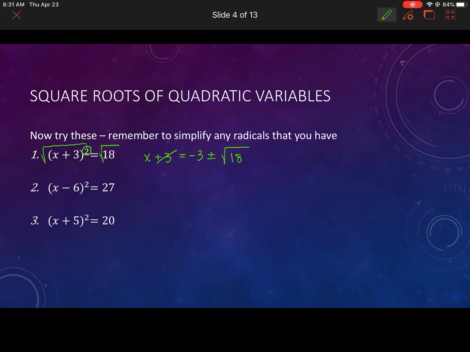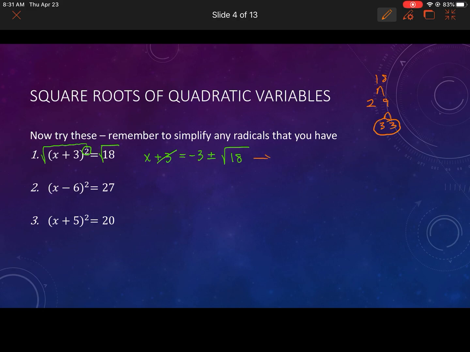Okay, so I have negative 3 plus the square root of 18 and negative 3 minus the square root of 18. Because 18 is not a perfect square, I still need to figure out if I can simplify the square root of 18. If I take 18 and divide it by 2 because it's even, it's 9, and 9 is 3 and 3. So I actually do have a pair of 3's.